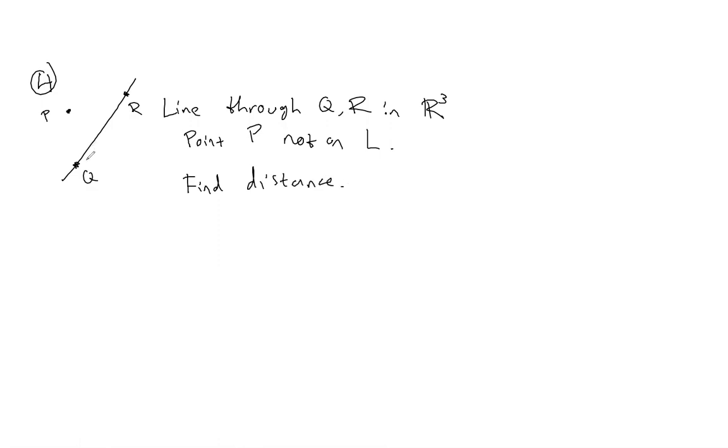Now, in this case, we're in 3 dimensions, so it's not so easy to find a vector that's orthogonal to that line. There are lots of vectors that are orthogonal to the line, infinitely many, in fact. So what are we going to do instead? Instead, we're going to look at this QP vector, and we're also going to look at this QR vector.